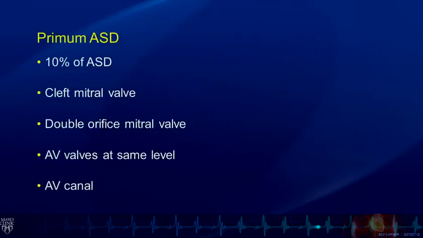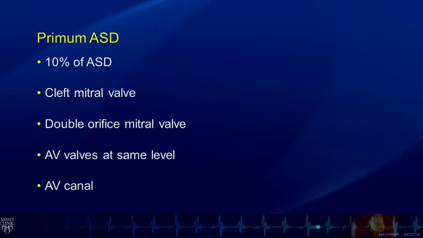Primum atrial septal defect is less common than secundum atrial septal defect, but still comprises about 10% of all forms of atrial septal defect. It is associated with valvular lesions of the mitral and tricuspid valve, most commonly the cleft mitral valve, but can be associated with a double orifice mitral valve.